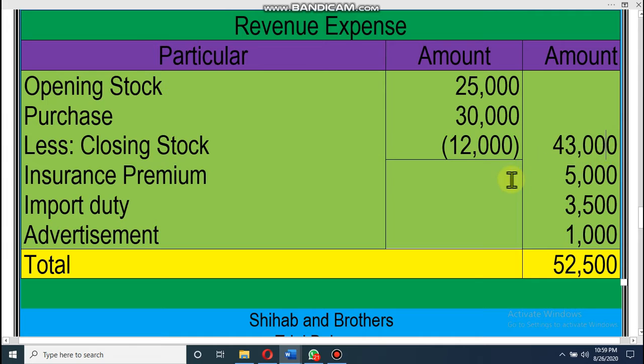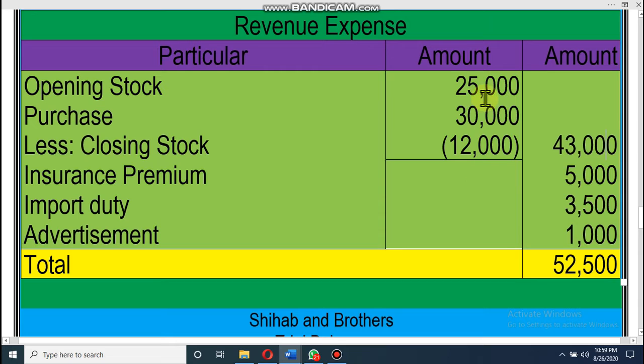This is cost of goods sold. Dear student, this may be another requirement: find the amount of cost of goods sold. Then we have to add import duty, insurance premium and advertisement expenses. These are other expenses. So total expenses is 52,500. The total revenue expenses is 52,500.